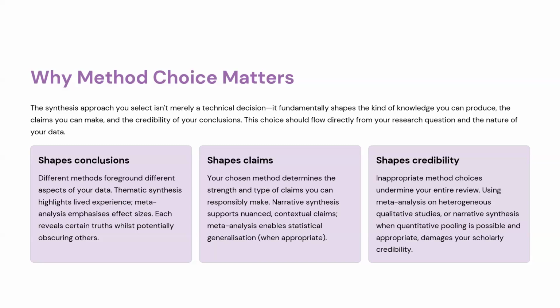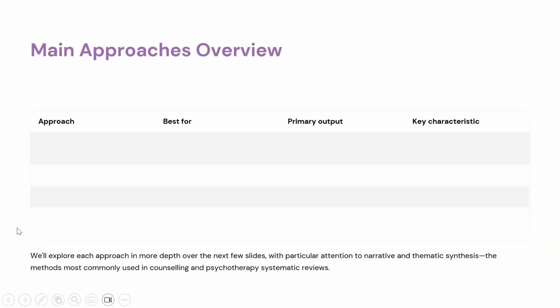So, for example, using meta-analysis on heterogeneous qualitative studies, or a narrative synthesis when quantitative pooling is possible and appropriate, damages your scholarly credibility, just to give you some examples. So, very important to actually decide why you're doing what you're doing, as with any type of analysis or study. So let's have a very brief look at what the main approaches are, shall we?